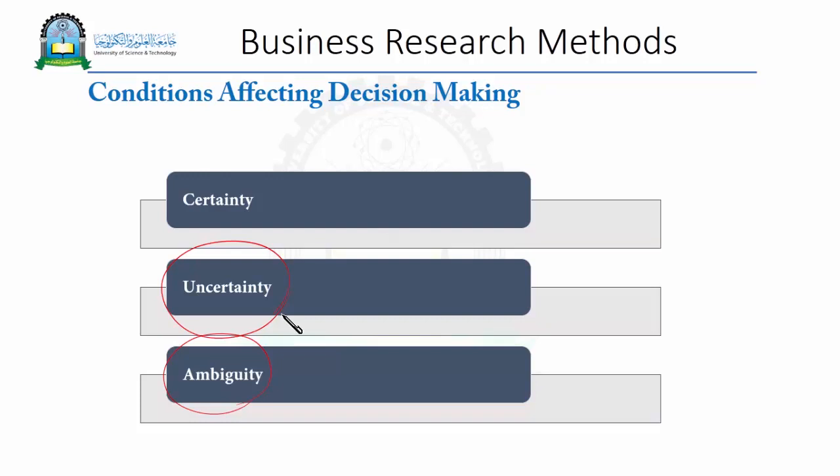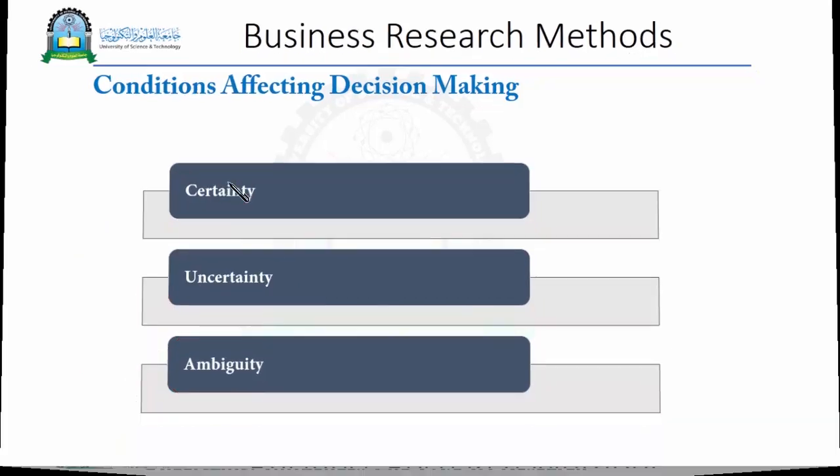If we compare these three conditions with the classification of research dependent on the objectives, which is three types of research, that's causal or relational, descriptive, and exploratory, for every condition we might use a type of research. So exploratory research is going to be for ambiguity, and descriptive for uncertainty, and causal or relational for the certainty.